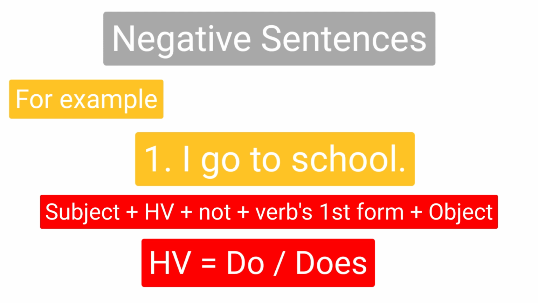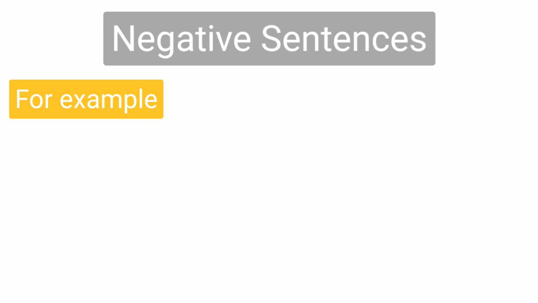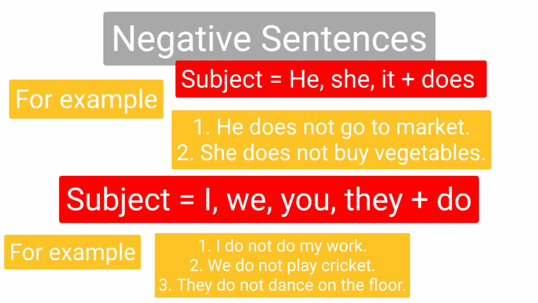The helping verbs are do and does. If the subject is he, she, or it, then we have to use does with them. For example, he does not go to market. She does not buy vegetables.